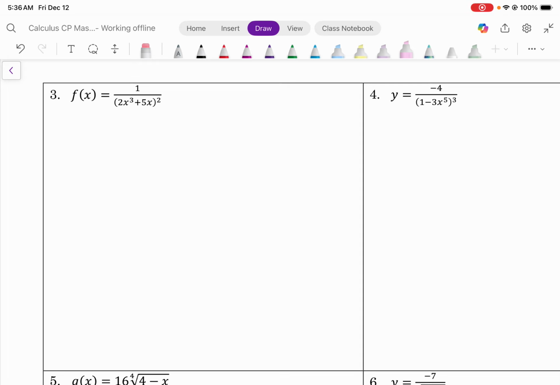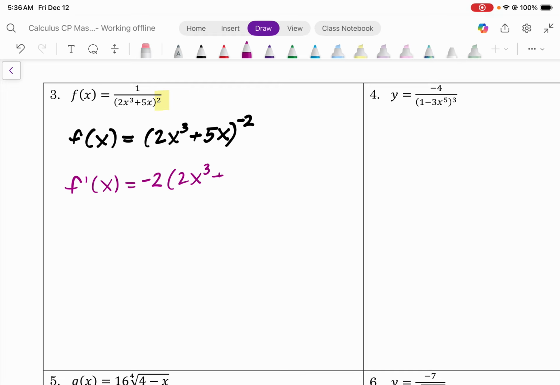Now, right now, this is not set up to do anything. First, I need to rewrite the function by bringing the bottom up to the numerator. When I bring something up to the numerator, I keep what's inside the parentheses exactly the same, and I only change the exponent on the outside to a -2. Now, that is not calculus, that's just the algebra. Now I can apply the chain rule. The chain rule says to multiply by the exponent, copy what's inside, and subtract 1 from the exponent. Then I multiply by the derivative of this inside piece. And the derivative of that inside piece is 6x squared plus 5.